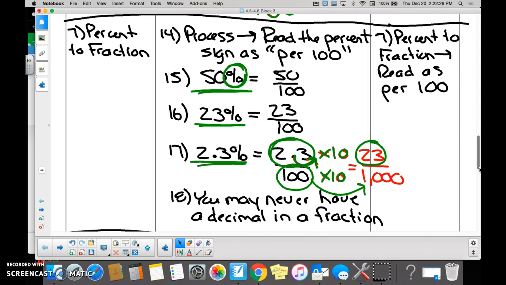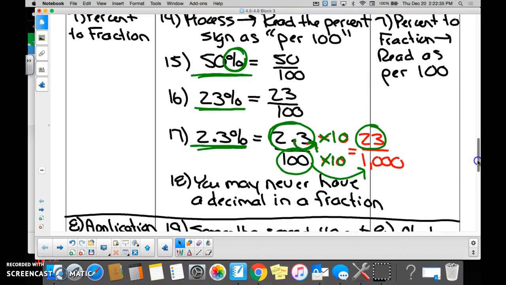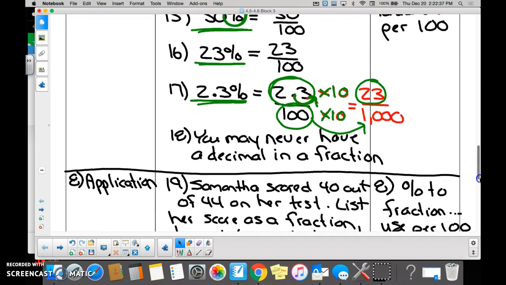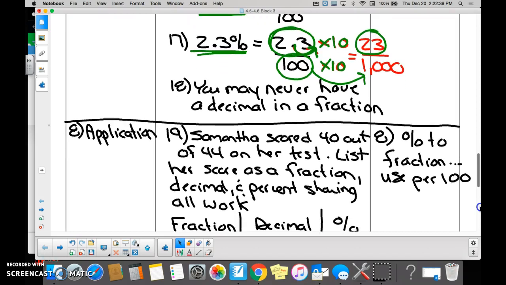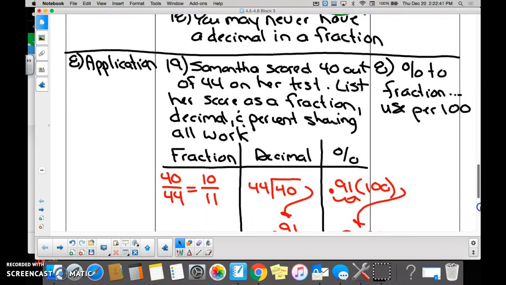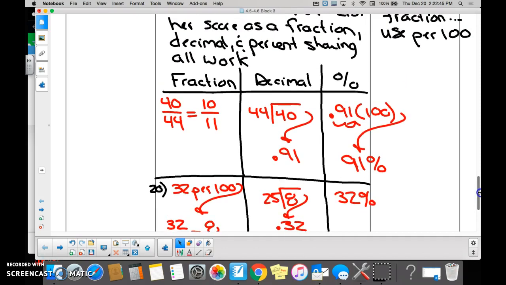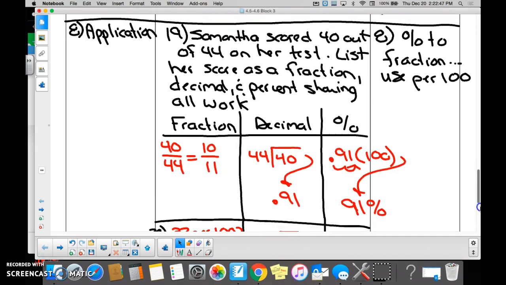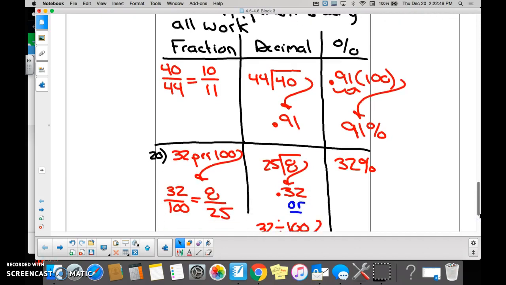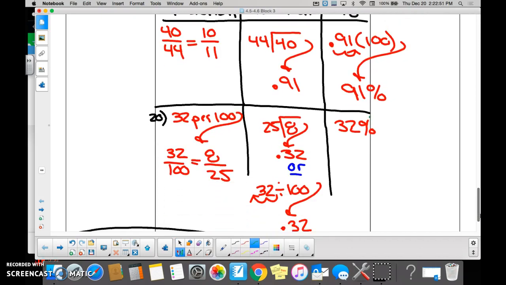And you would say 2 3/10% as 23 over 1,000. And then the last part here would be taking example number 19 about Samantha's test score and converting fraction, decimal, percents. And then the last problem is I gave you this percent right here. I gave you 32%, and you guys showed how to convert to a decimal, and you showed how to convert to a fraction.